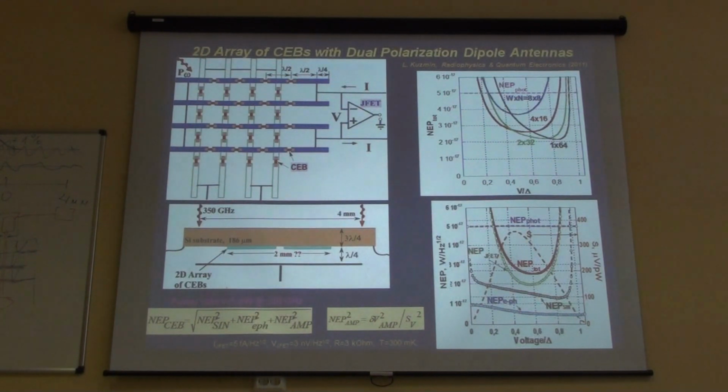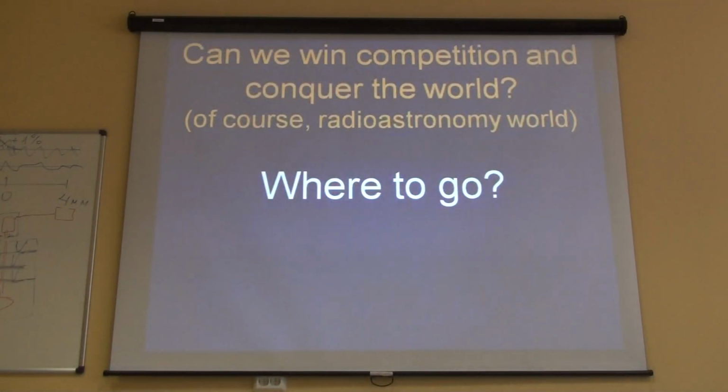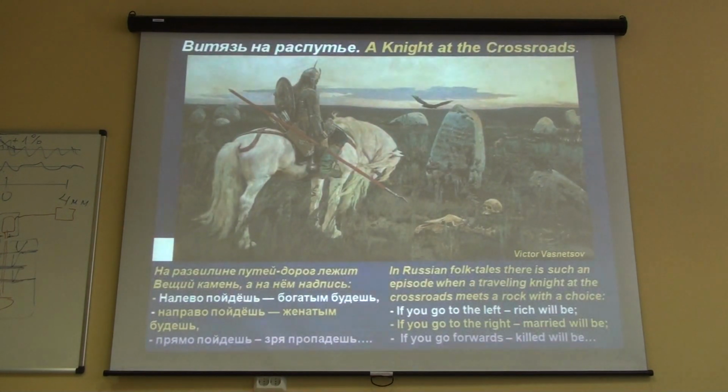So, the question is where to go and how to create the most effective system. And this is the question of how we can win the competition in radioastronomy, and where to go. And you know, Paula, when we put this question of where to go, we have many pictures in Russian folk tales where the knight is thinking where to go. You see, there are several options: to be rich on the left, to be married on the right, and to go for something unusual, where he could even be killed when he occupied a new area, and so on. We decided to go straight ahead.